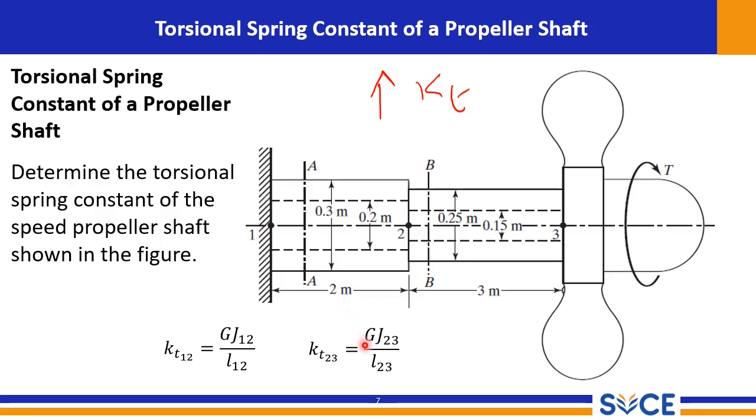In a similar way, we can calculate the stiffness for section 2-3, that is G, once again the shear modulus of the material, times the polar moment of inertia of section 2-3, divided by the length of that particular section. We will solve it in the next slide.